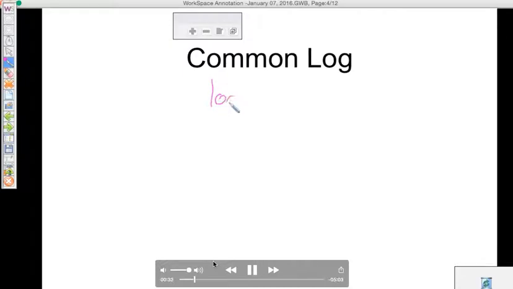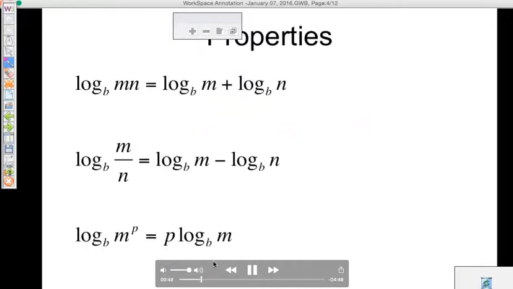Common logs. A lot of times we see that subscript number, but if there isn't one written, if it was just log of 5, you assume that base is 10, and base 10 occurs so frequently it's just not written there. So these properties, these go over what we did yesterday.